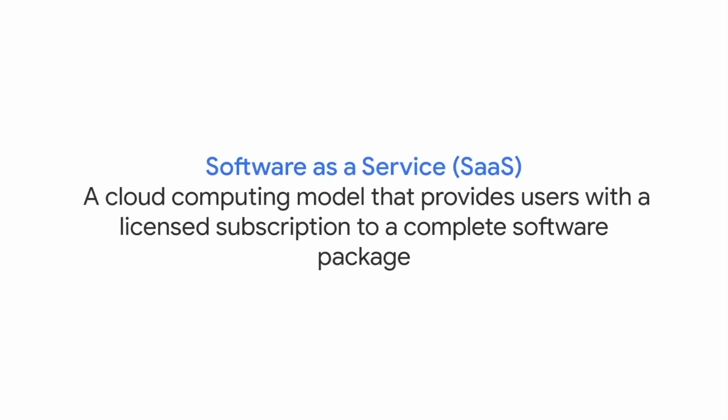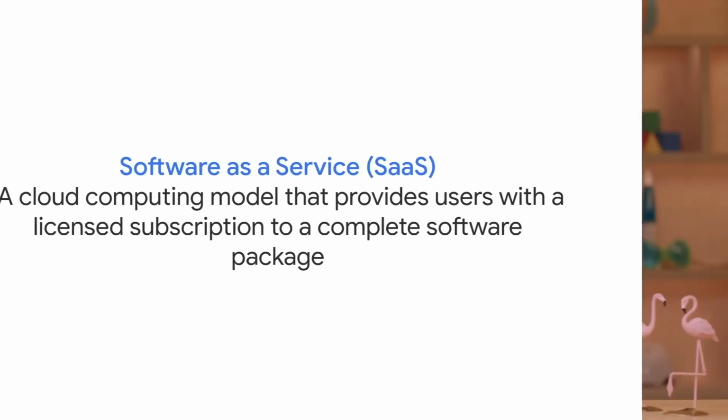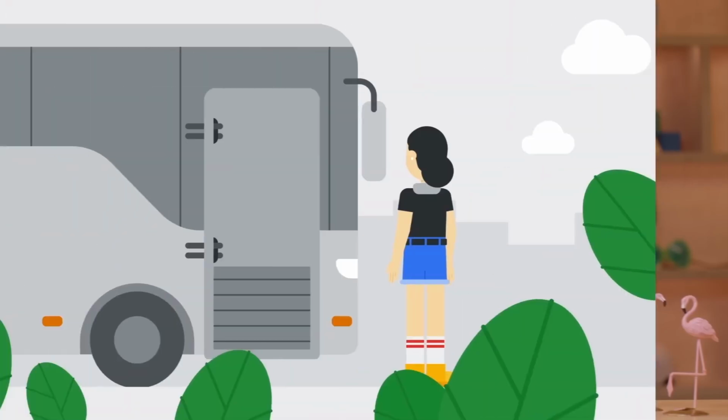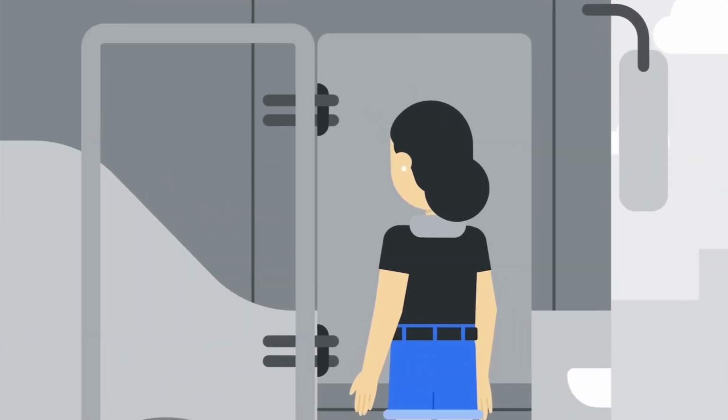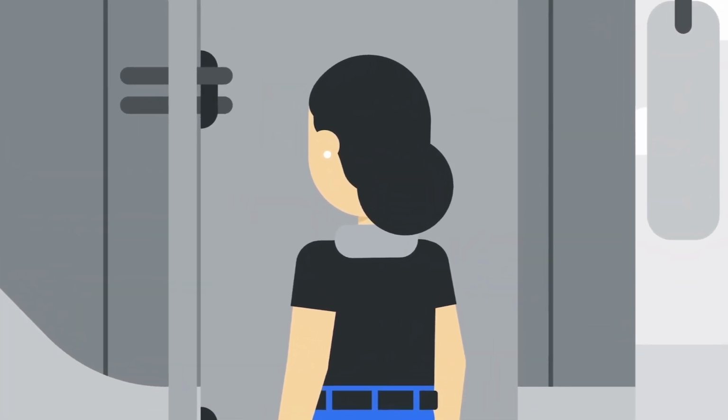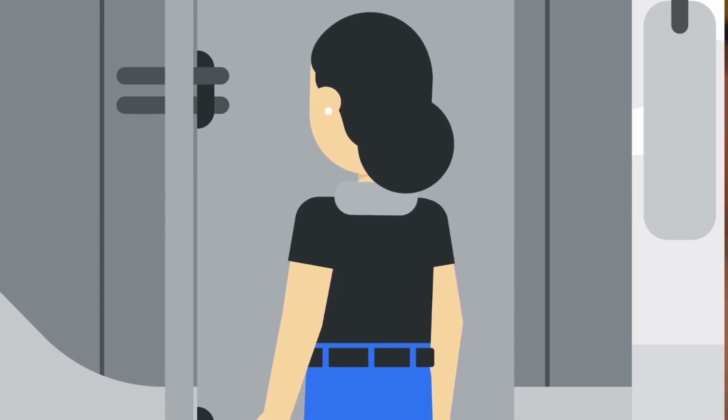Lastly, SaaS provides users with a licensed subscription to a complete software package. This includes the infrastructure, maintenance and updates, and the application itself. Other users also have access to use the same services. Using SaaS, you just connect to the app through the internet. Think of SaaS like riding the bus. You pick your stop from routes that are set already, and you share the bus ride with other people.